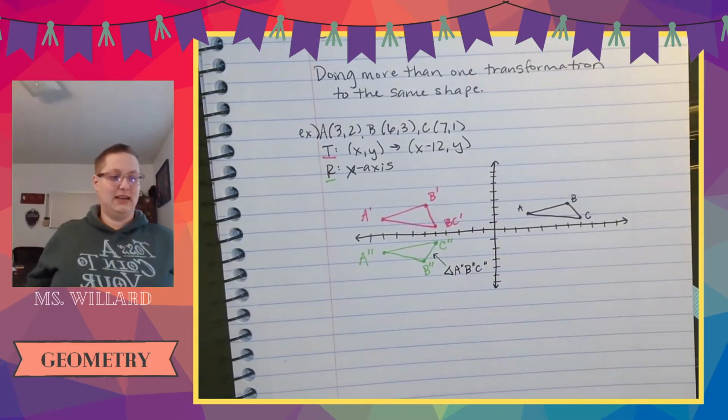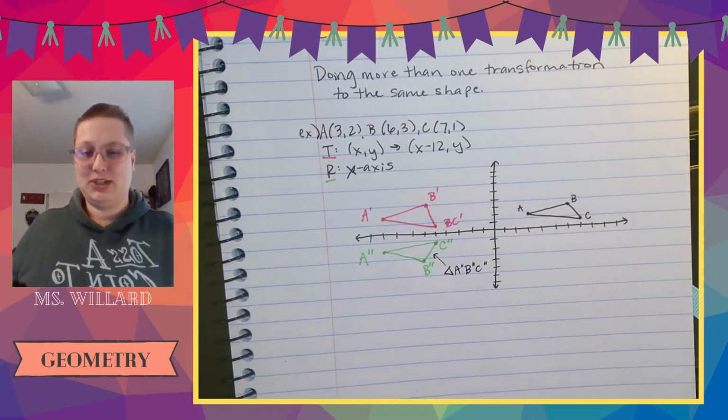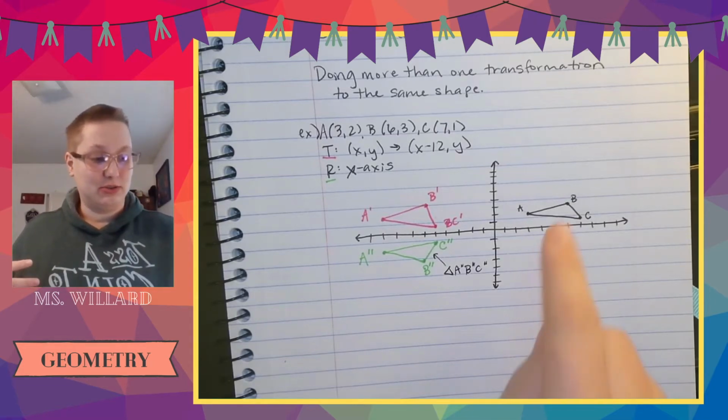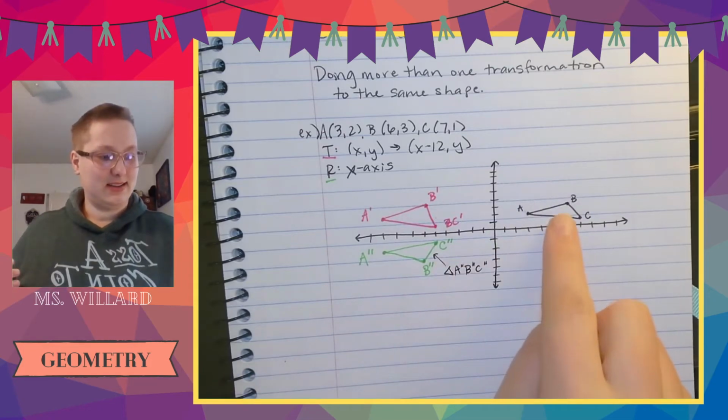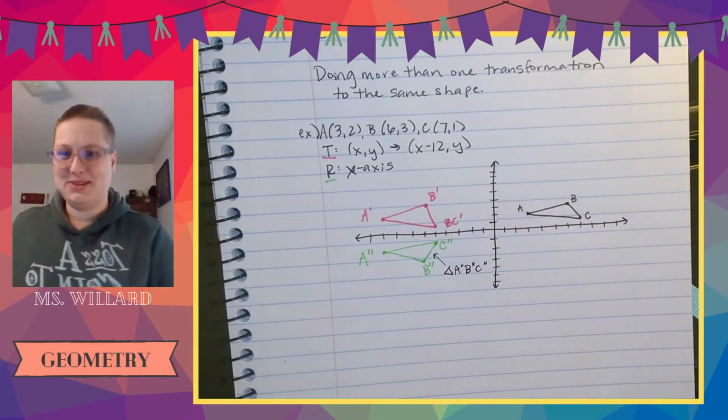Okay, so that kept the same shape, so these are congruent triangles. Excuse me, all 3 of them are. B kind of got a little taller, but I promise they're all congruent.